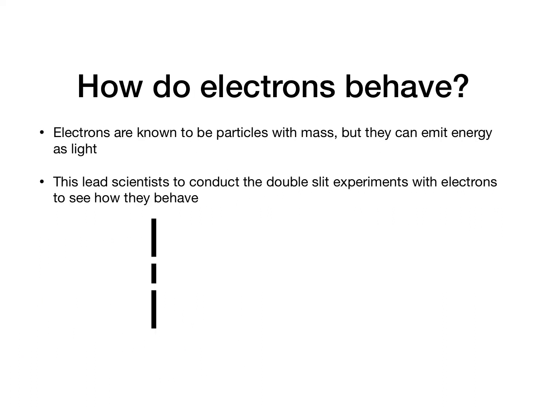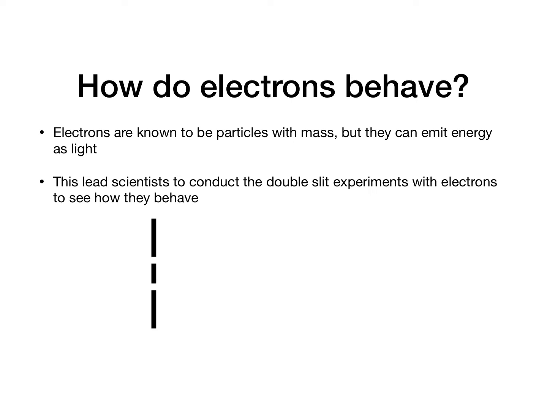So this gives us an interesting philosophy. Electrons are known to be a particle of mass. We have been able to measure the mass of an electron. It is 9.11 times 10 to the negative 31 kilograms. But we know that they can emit energy as light. So this told scientists that maybe an electron could behave as both a particle and a wave.